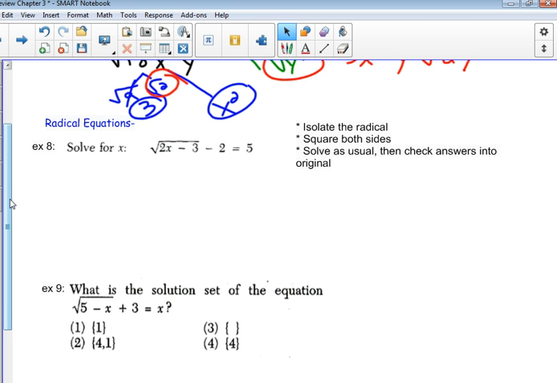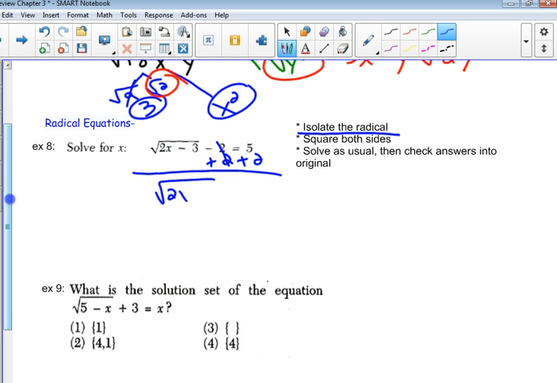Alright, these are really big. The radical equation. With your steps for radical equations, you want to make sure you get the radical alone. So get it by itself first. In here, what do you guys need to move? This 2. Bring that 2 over. Good job. Okay, so 5 plus 2 is 7.